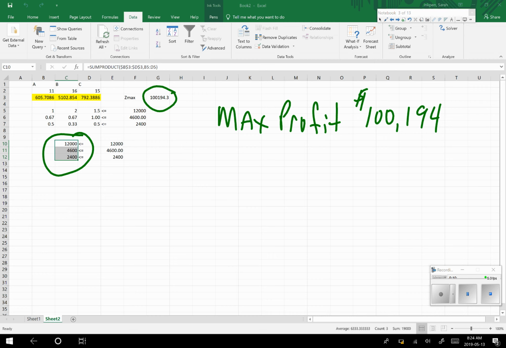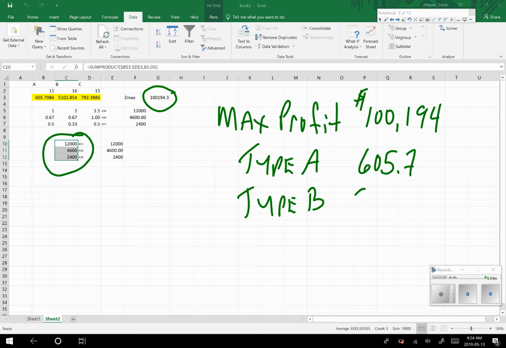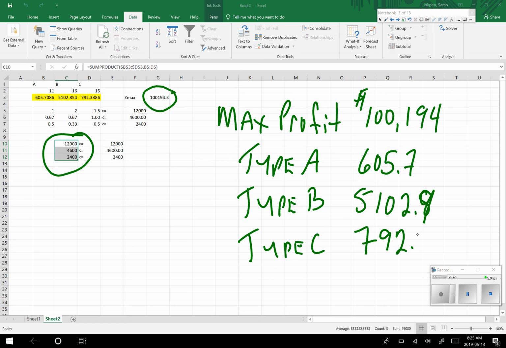So it's saying that for type A, we should make 605.7 dozen. And for type B, we should make 5,102.8, .9 really. And type C, 792.4. Perfect.